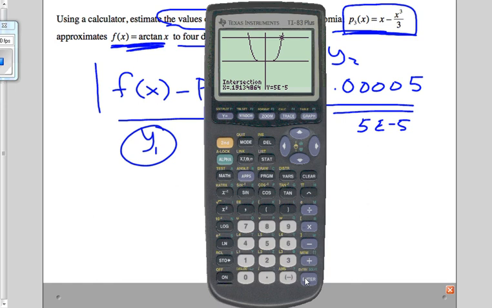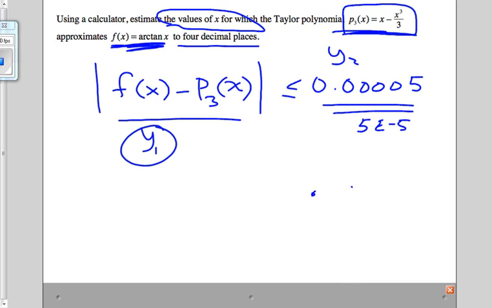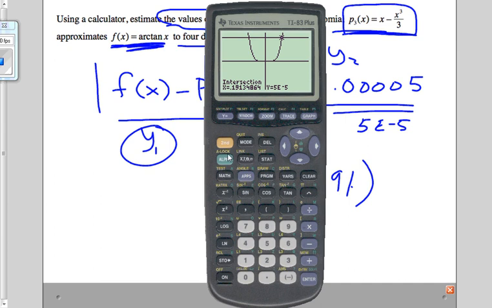And there's one of our intersections at 0.191. So one of our intersections is at 0.191. And then let's find the other intersection. Let's go back to our calculator. Once again, second calc intersect. Now we need to look over here. And it's symmetric. So we have negative 0.191.